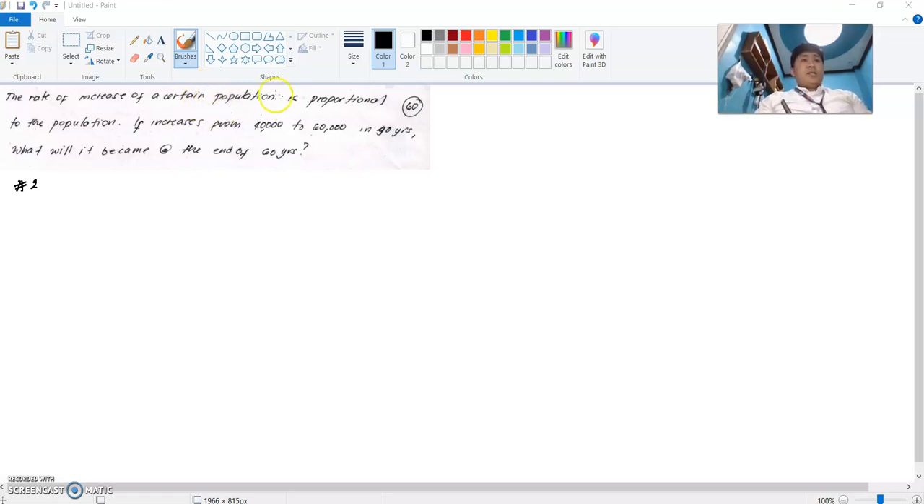Okay, now let's try to solve another problem of physical application. So this problem states the rate of increase of a certain population. The first problem talks about an amount, so it is about investment. So now let's talk about population.